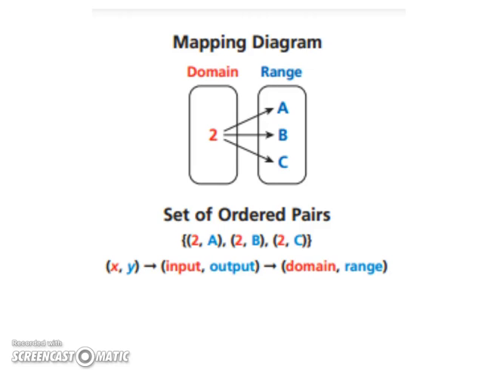Let's look at a mapping diagram. You have your domain, your x values or input values, and your range, your y values or output values. Set of ordered pairs. In this case, you would have 2A, 2B, and 2C. Input, output, domain, range.